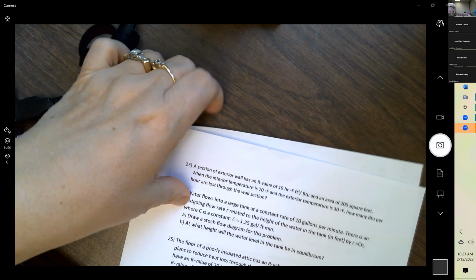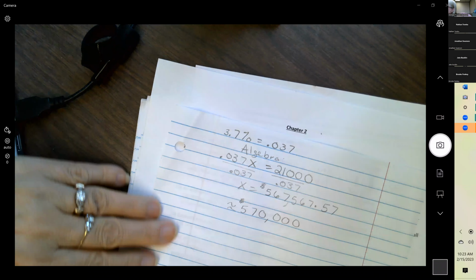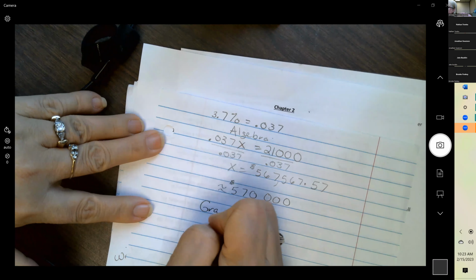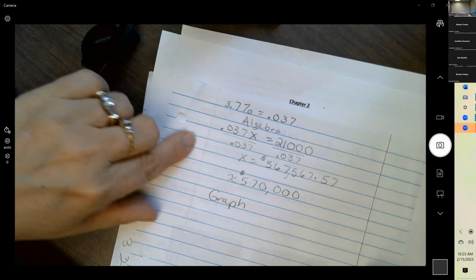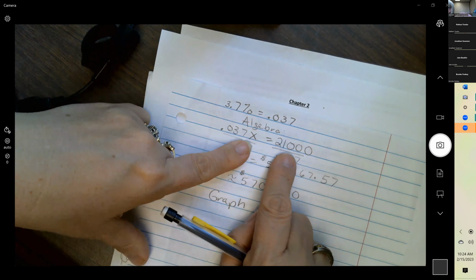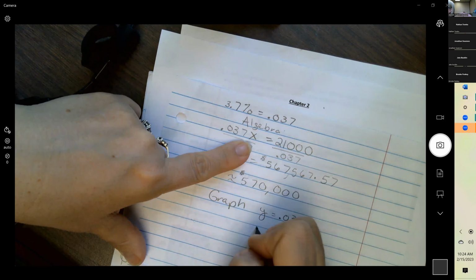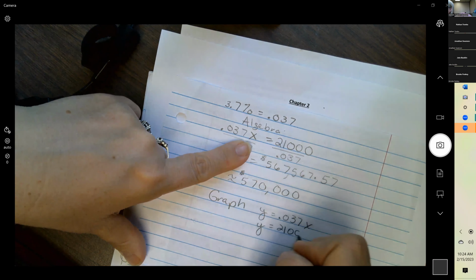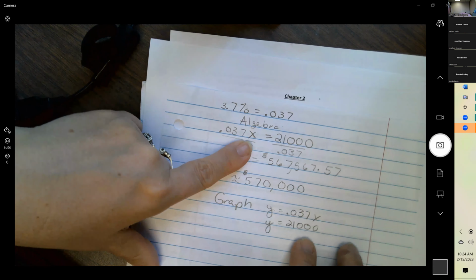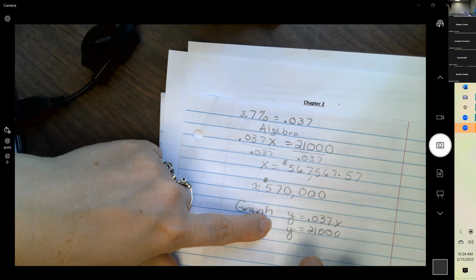Oh, the graph. Sorry, I forgot about it. When you're going to do the graph, where did I put it? There. You'll have to do both on the test. To do the graph, to make it a little simpler, if you look at this, just set both of them equal to y. Y equals 0.037x. Y equals 21,000, and then graph both of them. So once you set up your algebra equation, set both sides equal to y and graph it.